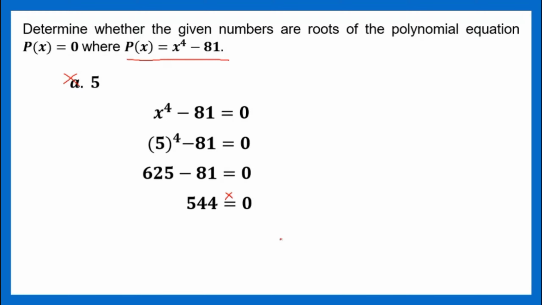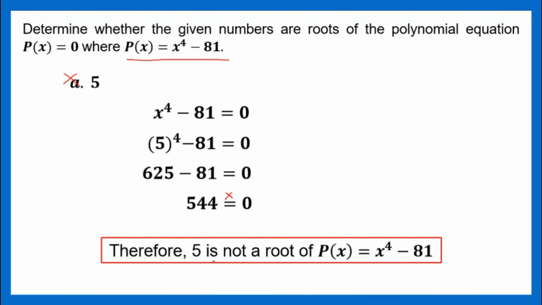So, we can conclude that, therefore, 5 is not a root of p of x is equal to x raised to 4 minus 81. So, ito naman ay optional. Kung kailangan ng conclusion, then you may have your conclusion. Pero kung hindi naman, okay na ito. Maglagay ka lang dito sa A na not a root. Ayan, so ganun lang. Alright, so let's check letter B.